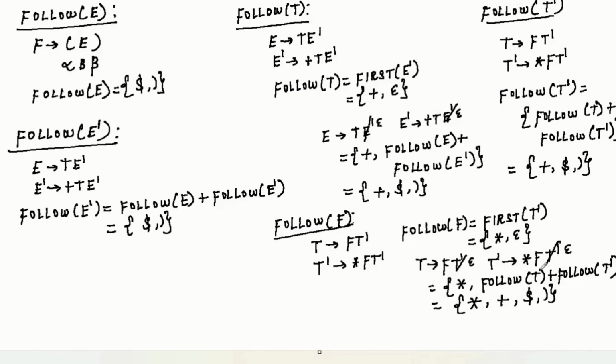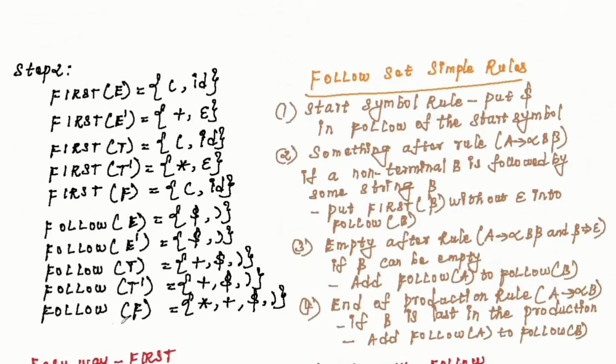dash, follow of F, first of T dash, star epsilon. So we already wrote star, epsilon vanishes, then you should take follow position of T dash. Here you write star, follow position of T plus dollar close bracket, then follow of T dash plus dollar close bracket. Finally, follow of F is going to be star plus dollar close bracket. Here you write follow position of F equal to star plus dollar close bracket.